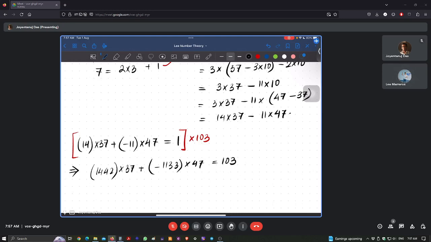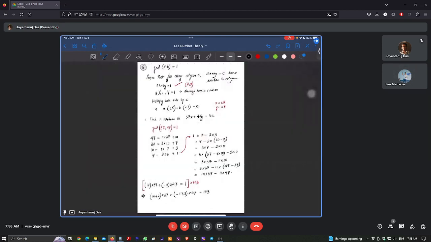So this is one solution. That is fine. But in the question they are asking, try to make x and y as small as possible. So if you remember that we know the general solution, right? This linear equation has infinitely many solutions, right? If you remember, we did one thing, right?